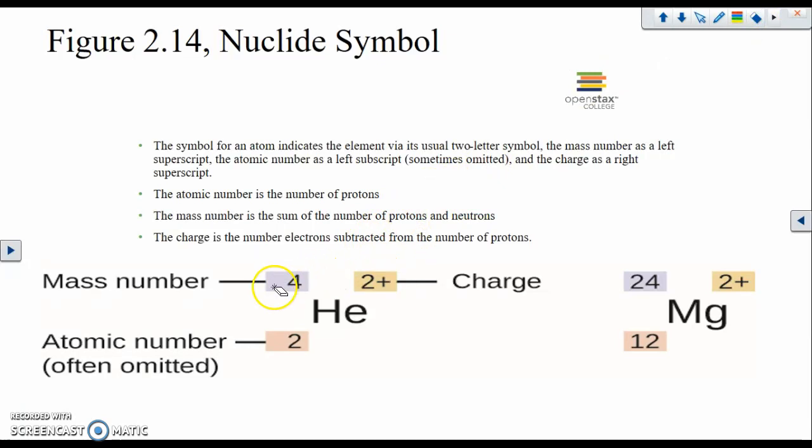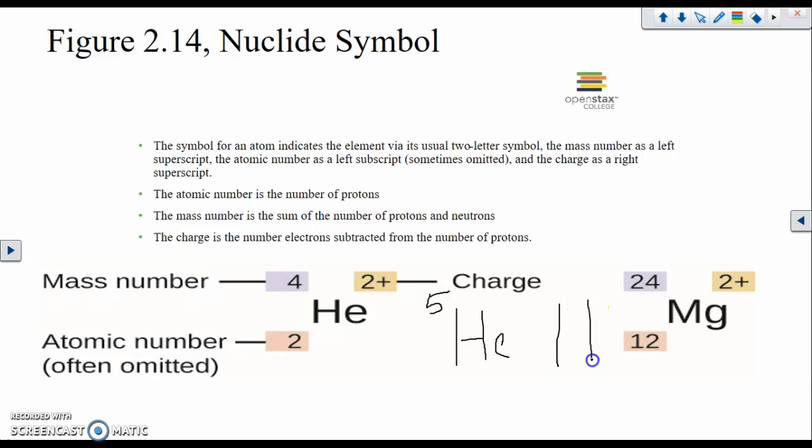All right, however, having said that, I would also like to tell you that there are other atoms of helium that can have a mass of 5.